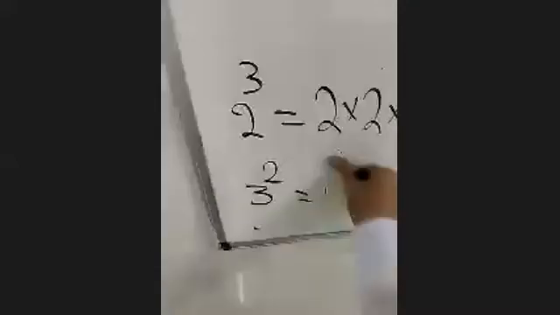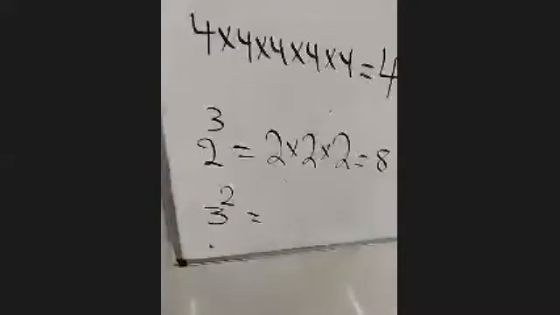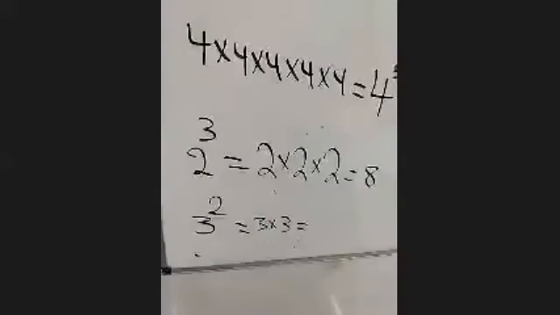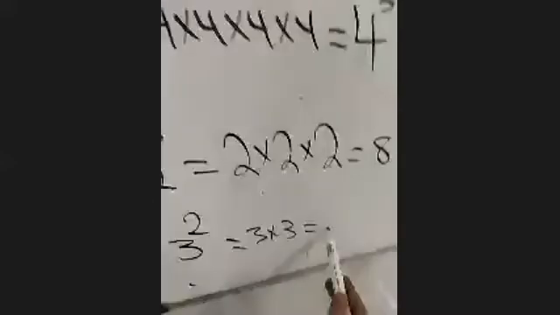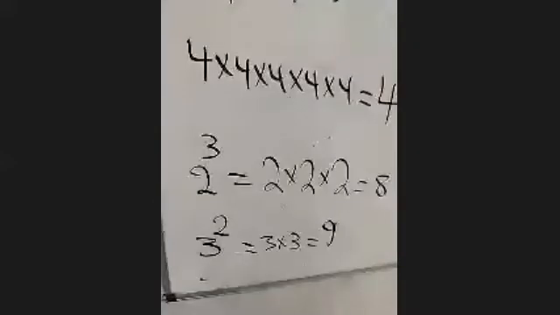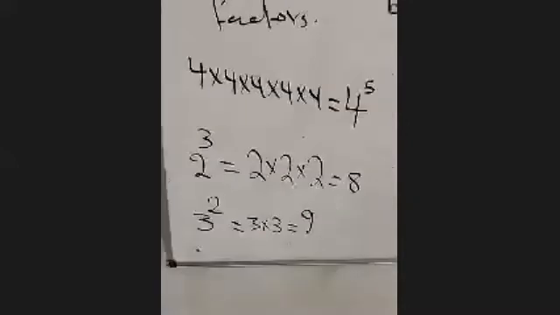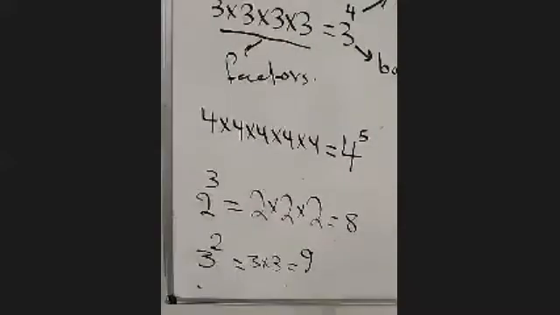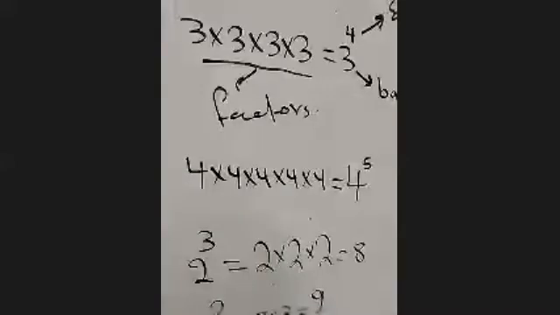3 to the power 2 equals 3 multiplied by itself 2 times, which is 3 times 3, which means 9. It is 9. It is not 6. This is not multiplication. 3 to the power 2 is not 3 multiplied by 2. It's 3 multiplied by 3, 2 times. So this is what we call exponents.